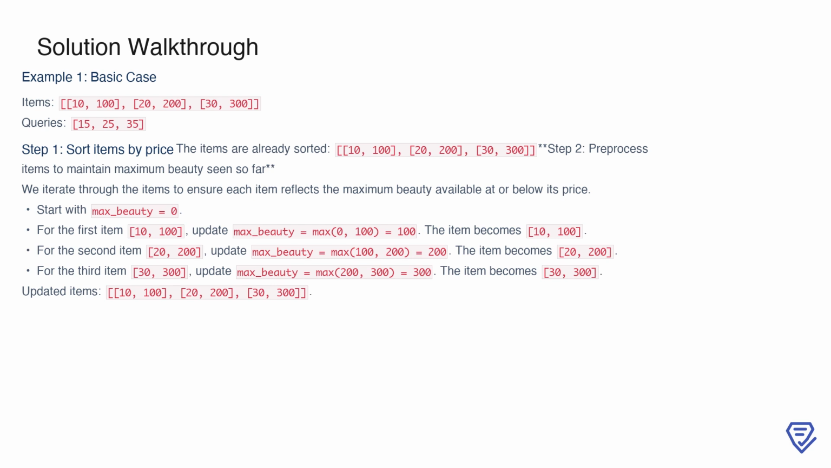Next, we pre-process the items to ensure that each entry reflects the maximum beauty available at or below its price. Starting with a max_beauty of 0, we iterate through the items. For 10, 100, the maximum beauty becomes 100. For 20, 200, it updates to 200. Finally, for 30, 300, it becomes 300. After this pre-processing, the items remain the same but are now ready for efficient query processing.